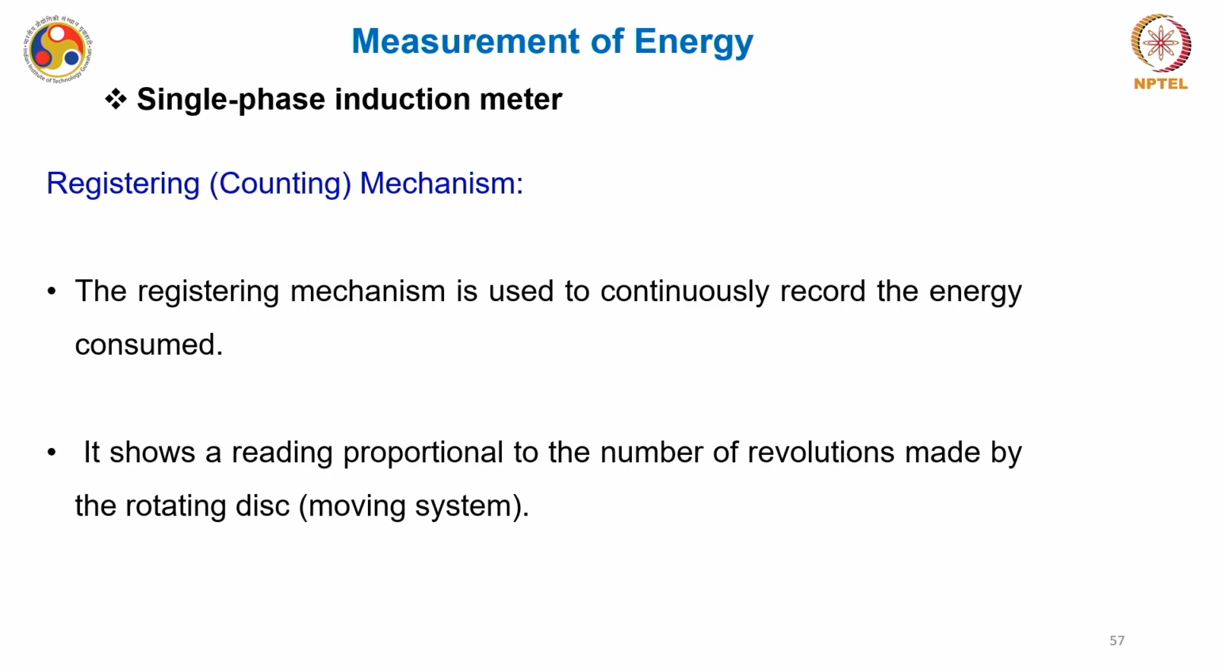It shows a reading proportional to the number of revolutions made by the rotating disc, because this is the way by which you are actually integrating the power, or the multiplication of voltage and current, over a certain period of time.